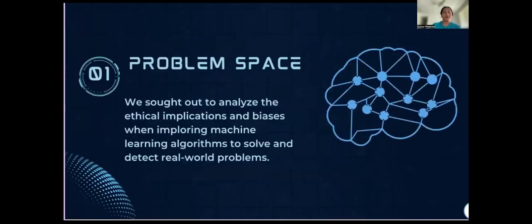So our problem, please. We sought out to analyze the ethical implications and biases when employing machine learning algorithms to solve and detect real-world problems like air pollution, and also get a hint at the troubling questions we are faced with when deploying these solutions.